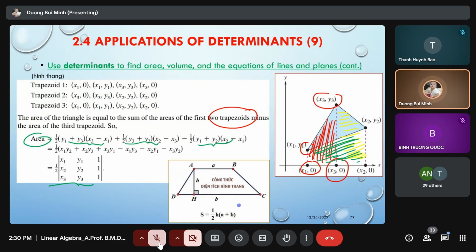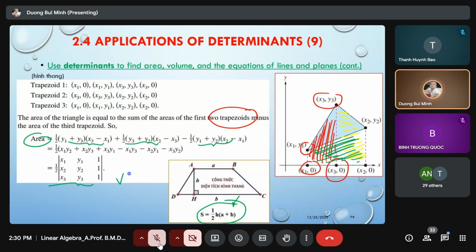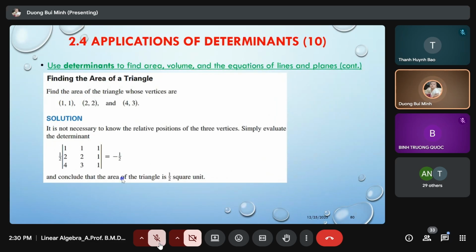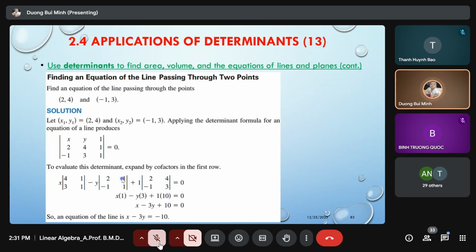So what is this? This is the area of a trapezoid. According to the linear equation of areas of the trapezoid, we can demonstrate why the areas of the triangles in the xy plane will be calculated by this formula. This is the explanation. Just some examples, so we will not go into details. Just some applications.